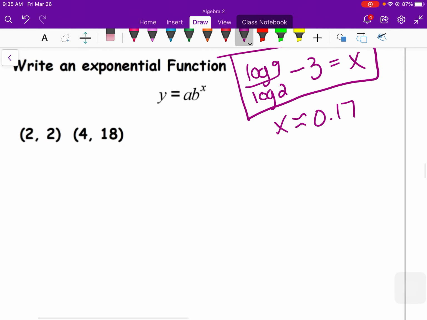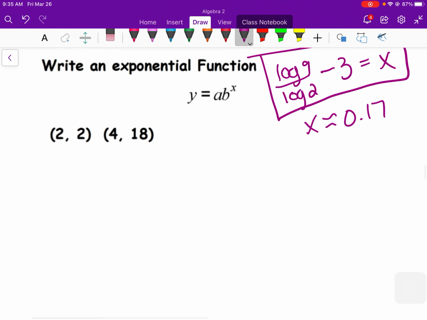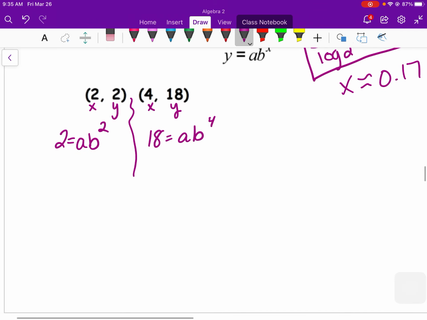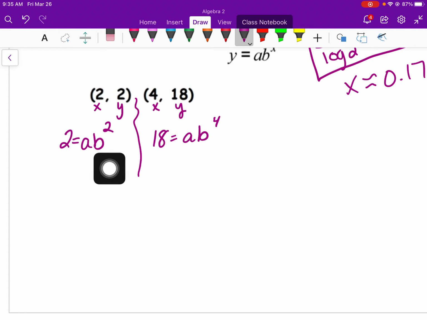All right, writing exponential functions in this form. So we're going to start with a system of equations. We have 2 points, x, y and x, y. So first I have 2 equals ab to the second power. And then I have 18 equals ab to the fourth. Whatever side has the smallest b, I'm going to solve that one for a. So that'd be the left side here.